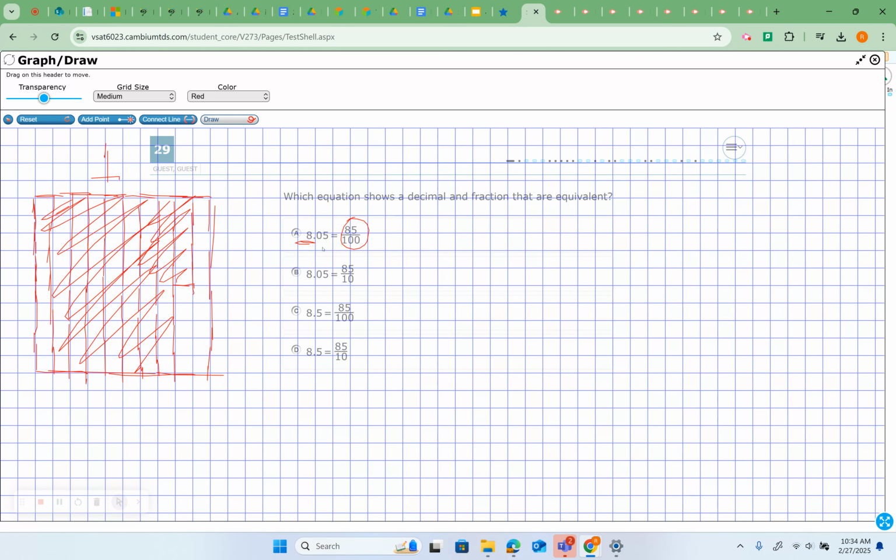This is 8 and 5 hundredths. This is less than 1. This is 8. So it's not that one. I'm kind of happy I drew this guy over here.